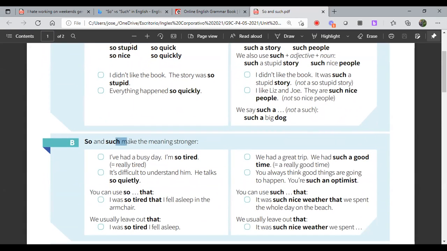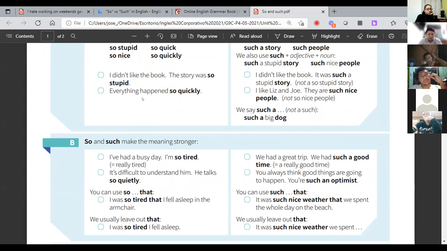But in reality, we use so and such to make the meaning stronger. Ustedes bien podrían decir, that is a good story, ¿verdad? And you are intelligent. Pongámonos en esas oraciones. You are intelligent, right? Or you are a good student. Yo le digo, ¿verdad? You are a good student, but you are so good. Okay? You are so good. O le puedo decir, you are such a good student. Para enfatizar, le ponemos el such, ¿verdad? Antes de lo que nosotros estamos describiendo, nos estamos refiriendo. Okay? El so es como un adjetivo.